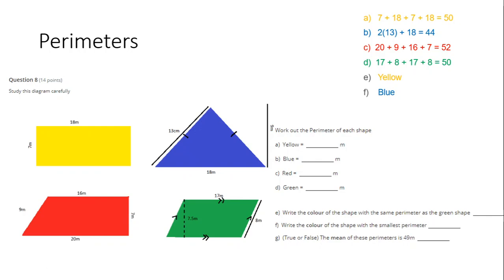The mean, again, don't guess at it. You should try to work this out. The mean is the average where we add all of the values together and divide by the number of values there are. So that's going to be the 50 plus the 44 plus the 52 plus the 50. Add those all together. Those were 4 different values, so I divide by 4, and that gives me 196 divided by 4, 49. So the mean is 49. That's true.